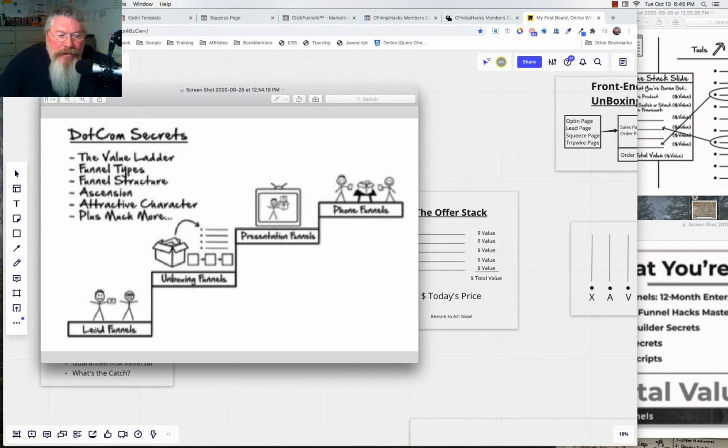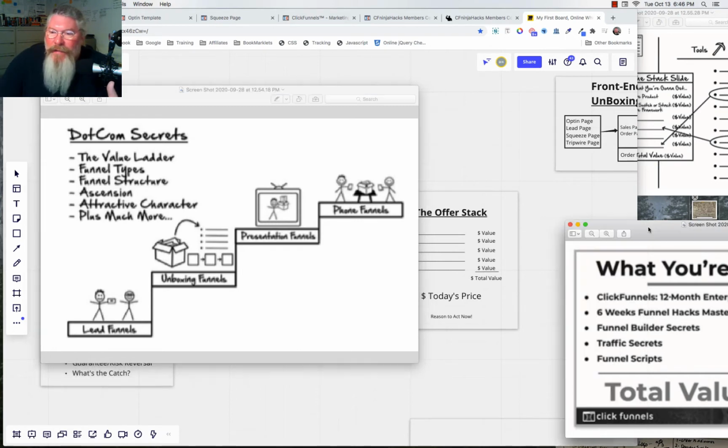Now, later on in the training, we're going to talk about lead funnels, bridge funnels, affiliate funnels, that kind of stuff over here. But the next level up from that, even though normally you'll go from the lead funnel where you capture a lead and then you put them into what they are now calling an unboxing funnel. But what they did is basically the concept of this.